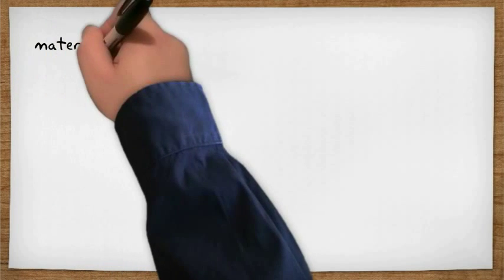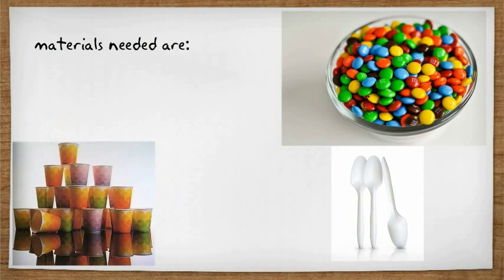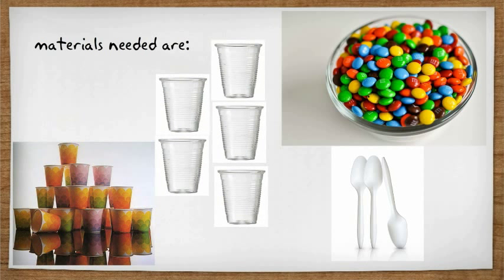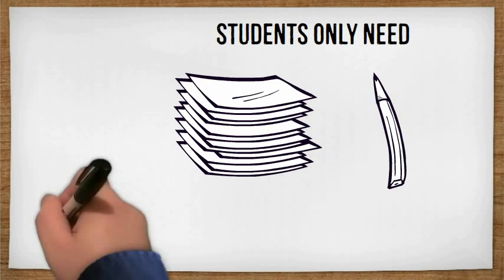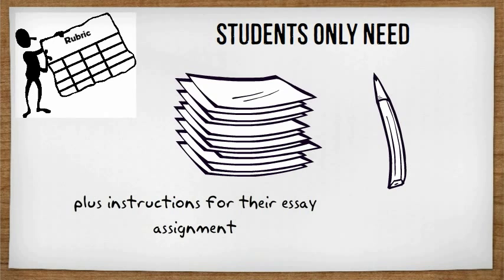The materials needed for this lesson are 2 pounds of M&Ms, some plastic spoons, a box of Dixie cups, and 5 clear plastic cups. Students will only need paper and a pencil and instructions for their essay assignment. The teacher provides a grading rubric.